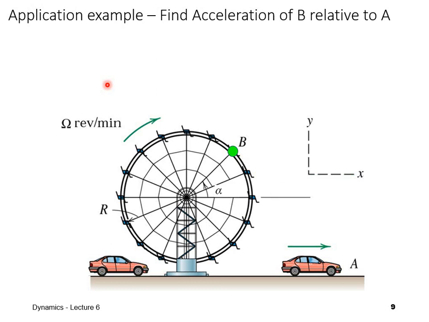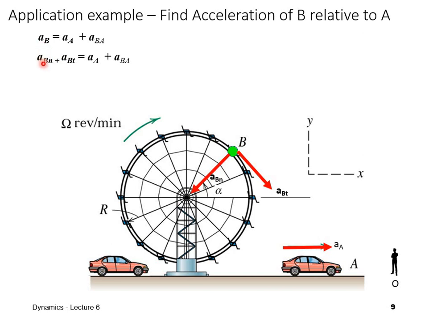But how do we find the acceleration of B relative to A? On the Ferris wheel, when it moves in circular motion, there are two kinds of acceleration: one is tangential acceleration, another is normal acceleration. For the car, there is only one acceleration. So you need to add up all these values using matrix form. This is the equation: AB equals AA plus ABA.